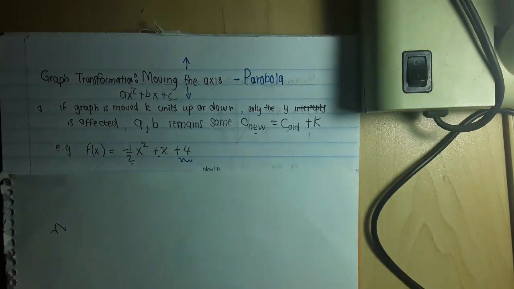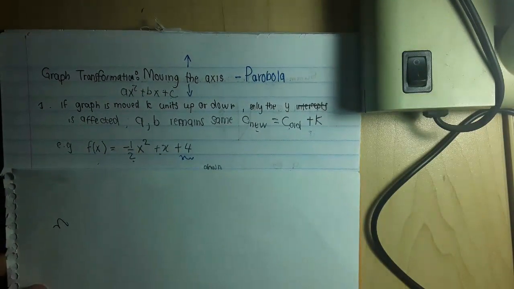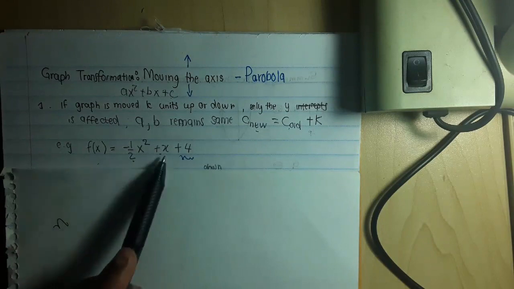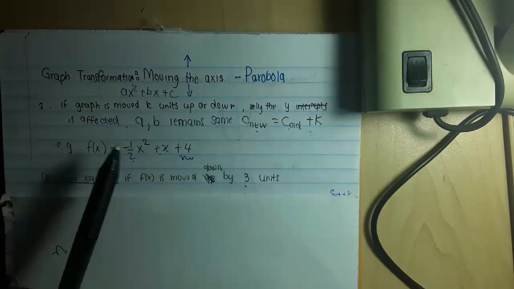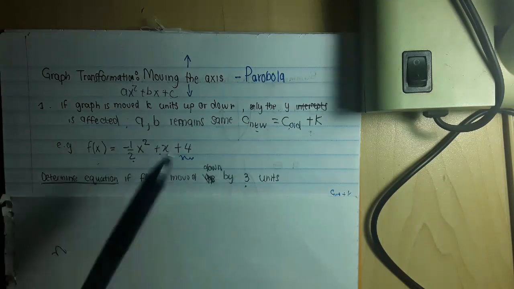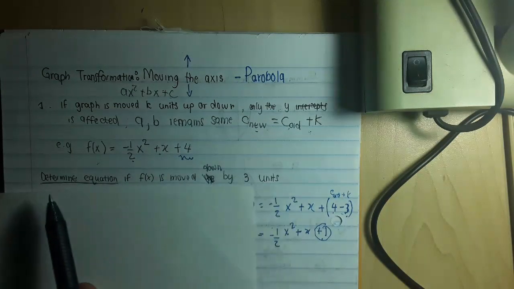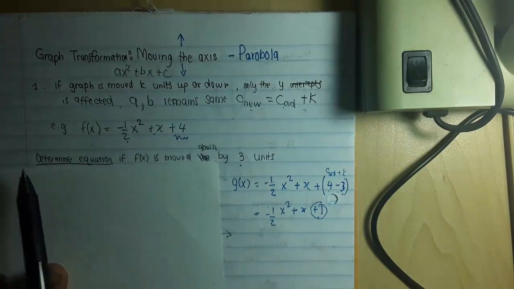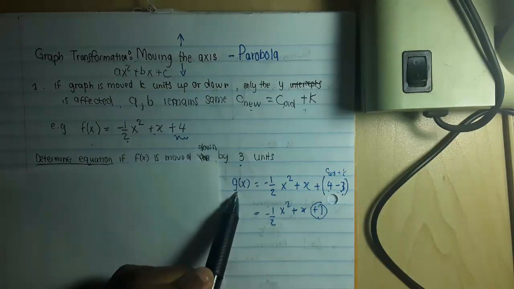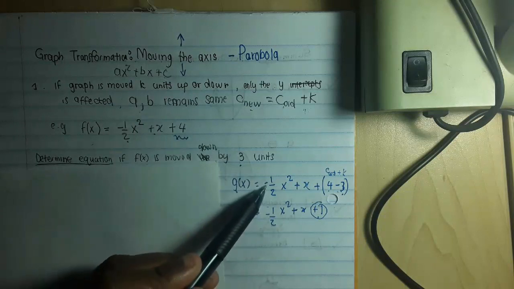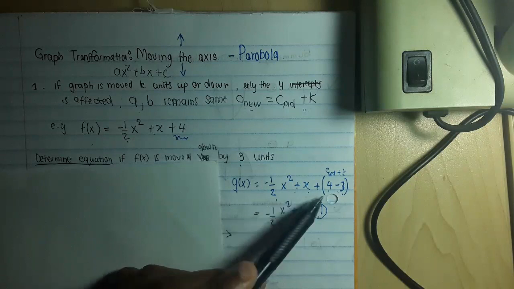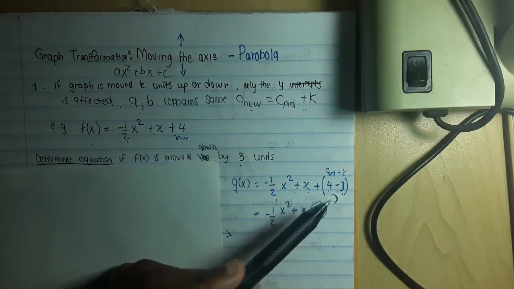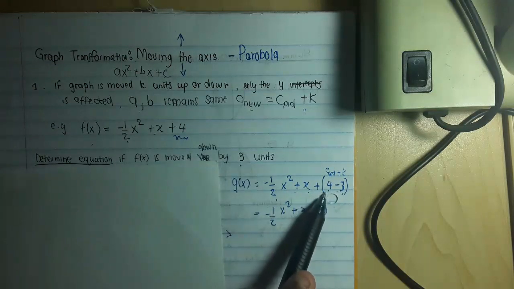Now if we look at this specific example, we see that f of x equals minus a half x squared plus x plus 4. The question says we need to determine the new graph if it's shifted 3 units down. The very first thing you do is define a new graph, g of x. We said that a and b will remain the same, so we have minus half x squared plus x. Now we need to determine the new value of c, because it's shifted up or down. So we're looking at c only.